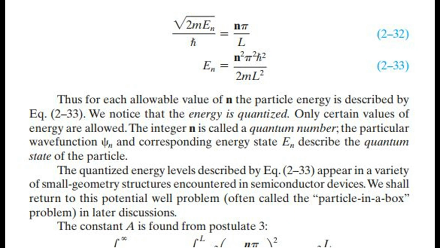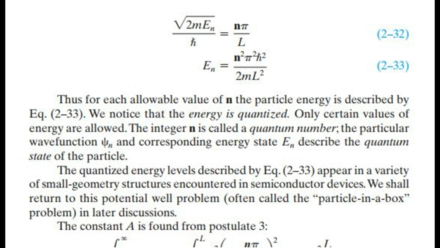From EQs 230 and 231, we can solve for the total energy En for each value of the integer n. Thus for each allowable value of n the particle energy is described by EQ. 233. We notice that the energy is quantized. Only certain values of energy are allowed. The integer n is called a quantum number, the particular wave function ψn and corresponding energy state En describe the quantum state of the particle.